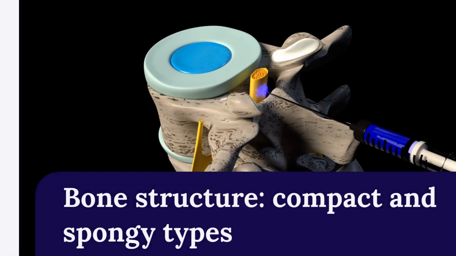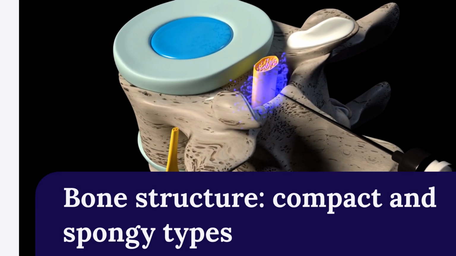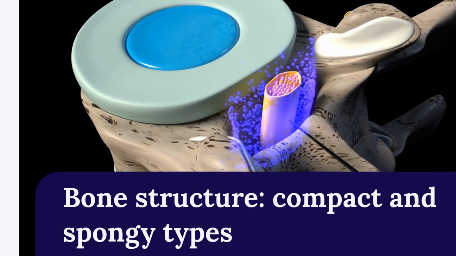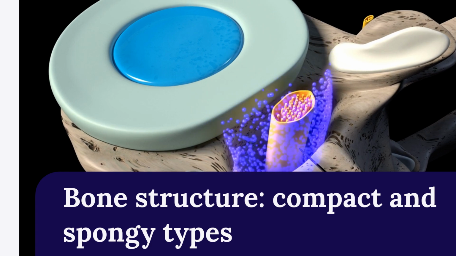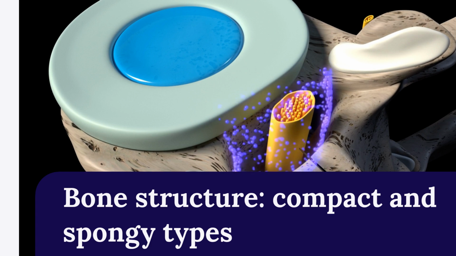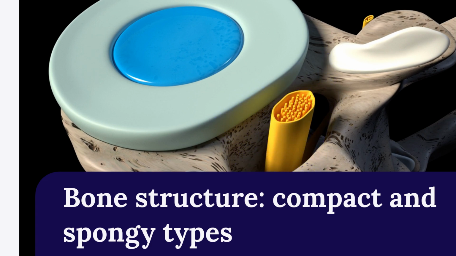Bone tissue comprises compact and spongy types. Osteons and Haversian systems are key components. Collagen and minerals give bones strength and flexibility. These elements contribute to the bone's durability. Understanding these structures is crucial for grasping bone function.